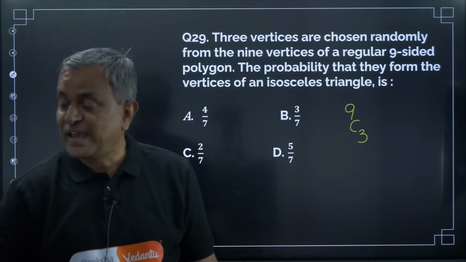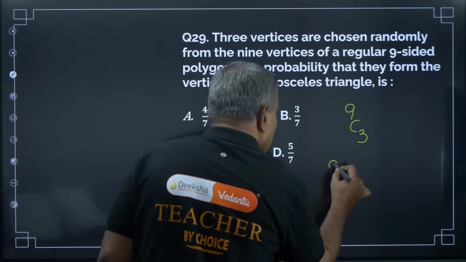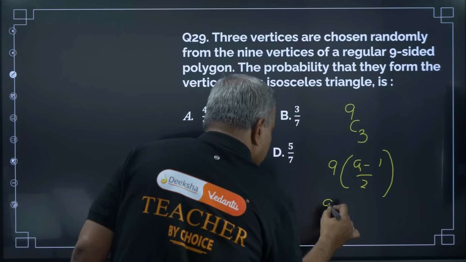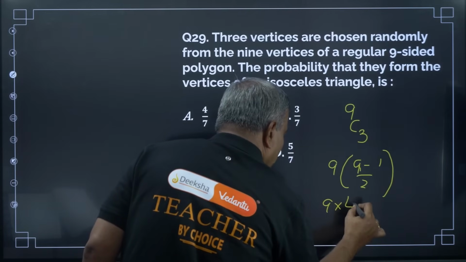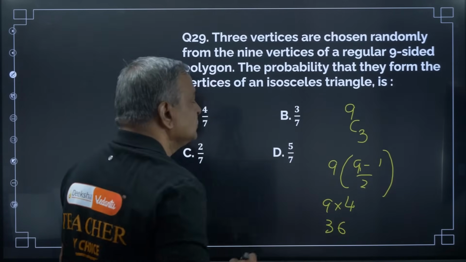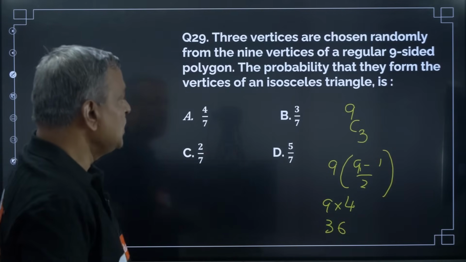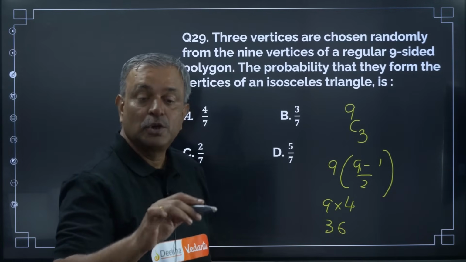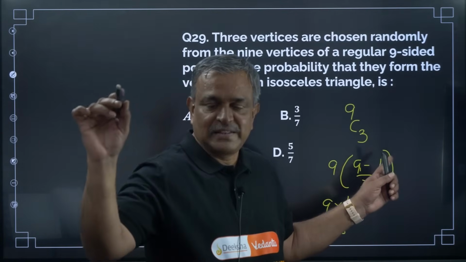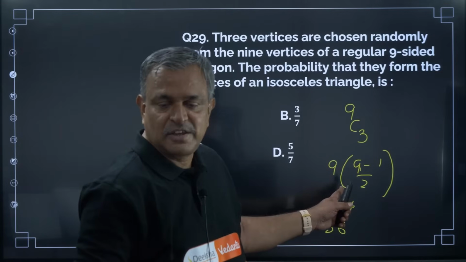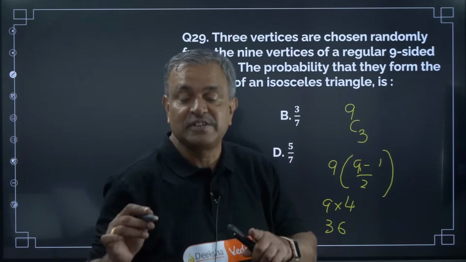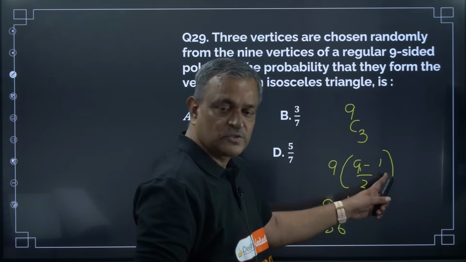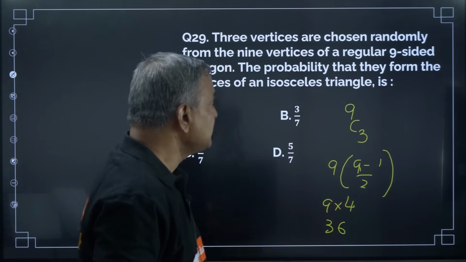So the number of isosceles triangles will be 9 into (9 minus 1) by 2, which gives 9 into 4, total 36. Because 9 vertices are there, that is fixed. One vertex is fixed. Now selecting 2 vertices in such a way that both are equal, that is (9 minus 1) by 2. So 9 minus 1 is 8, 8 by 2 is 4, 36 will be there.